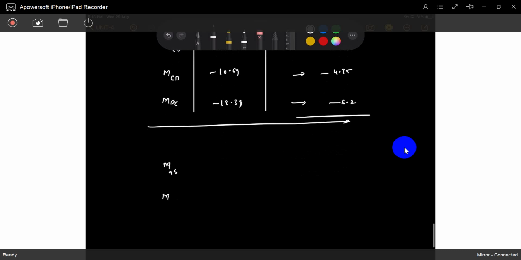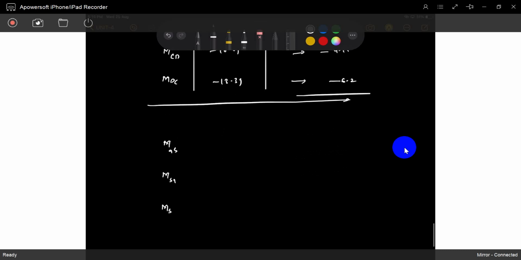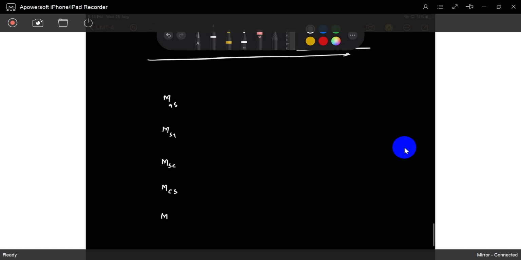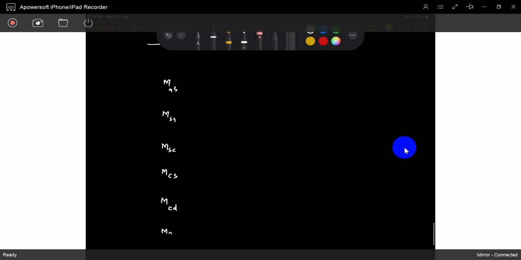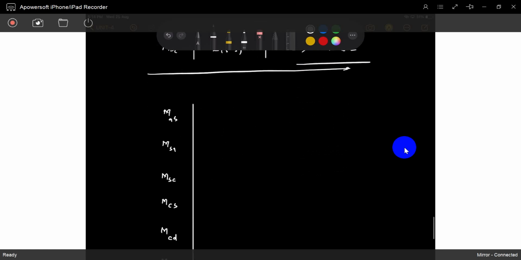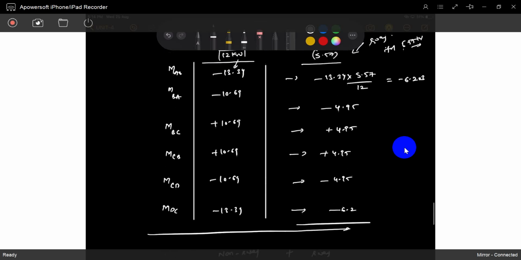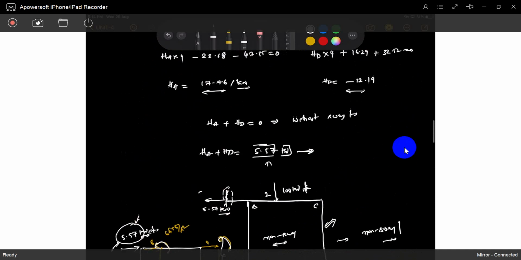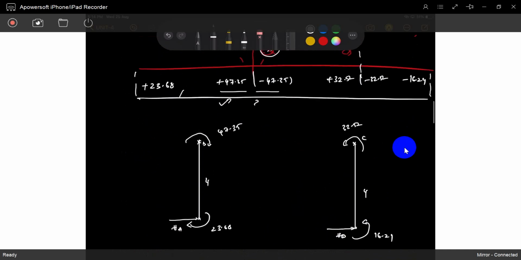MAB, MBA, MBC, small letters, MCB, MCD, MDC. In real moments, what are the exact moments? Non-sway moments and sway moments. You just add them. It's 23.68, minus 6.2. So just check, where we analyzed, 23. It's 47.35.